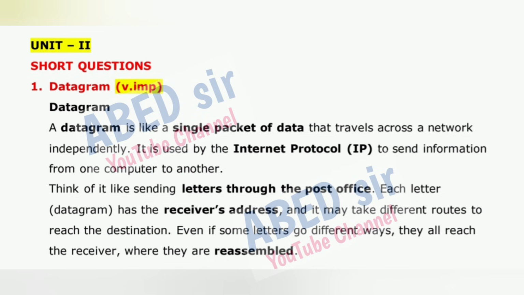A datagram is like a single packet of data that travels across a network independently. It is used by the Internet Protocol, IP, to send information from one computer to another. Think of it like sending letters through the post office. Each letter, datagram, has the receiver's address, and it may take different routes to reach the destination. Even if some letters go different ways, they all reach the receiver, where they are reassembled.